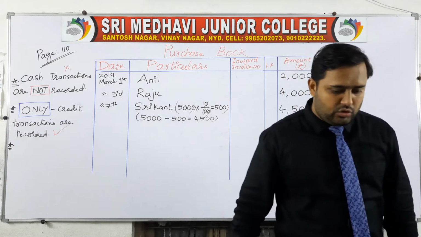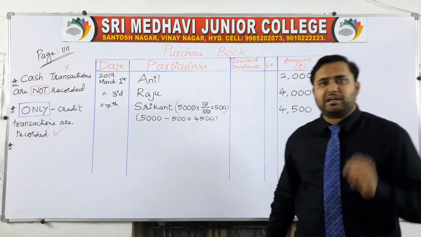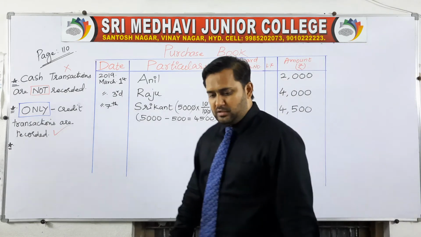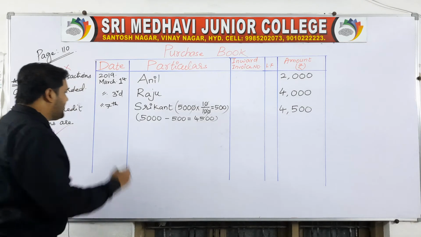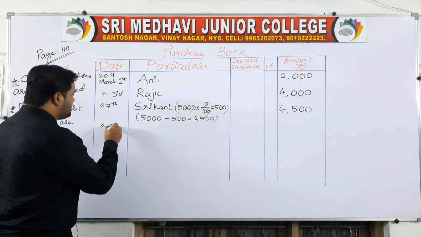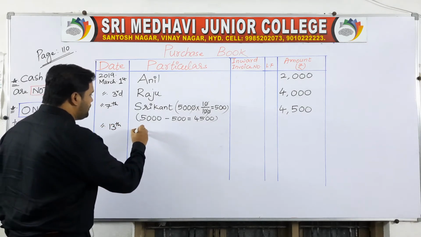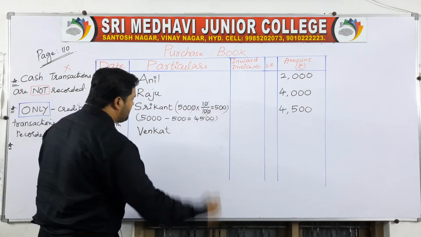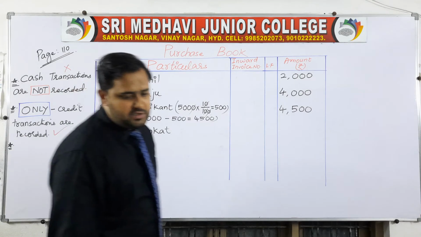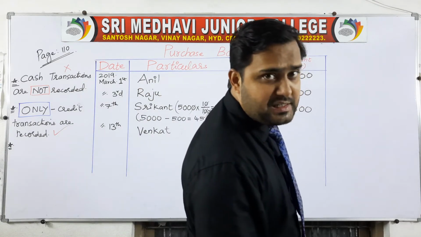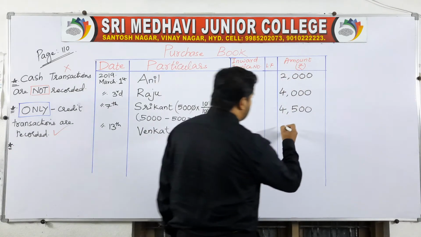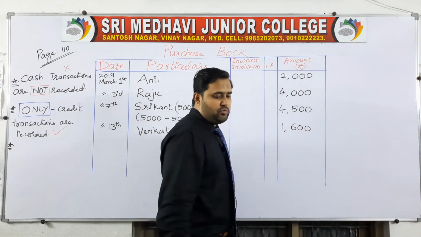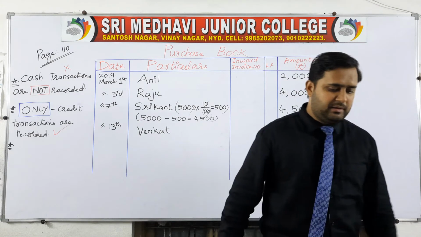On date 13, goods purchased from Venkat. Goods purchased from Venkat on 13th of March. Write the party name here, Venkat, and how much is the amount given here? 1600 is the amount. What is the next date?